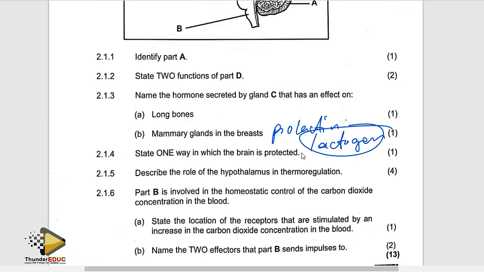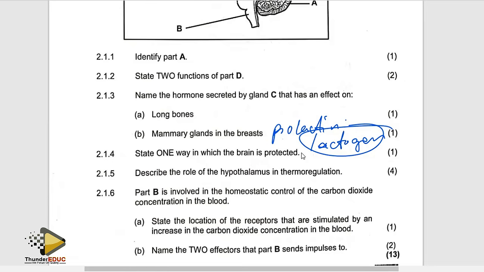And then they're saying state 1 way in which the brain is protected. It's protected in 3 ways: by the 3 layers, which we call the meninges, the cerebrospinal fluid, and also by the cranium. It is the cranium, not the whole skull, because when you talk about the skull, it includes also the jaws. So you better use the word cranium. Remember, when you're talking about the brain size, how is the brain size?